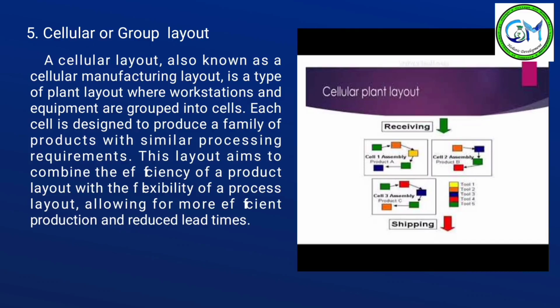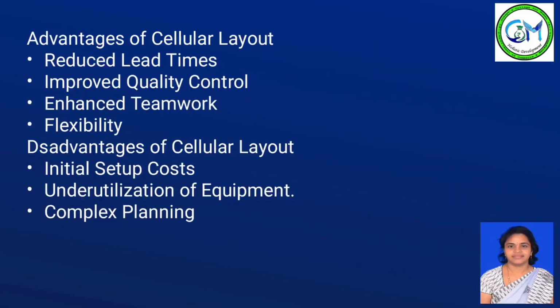If we see it here, we receive the inputs and arrange similar operations in one particular cell to produce product A, and in a second cell we assemble all similar operations to produce product B, and in cell 3 we assemble all the similar operations to produce product C. So by passing through the different workstations, finally we produce the output. Coming to advantages of cellular layout, it reduces lead time.